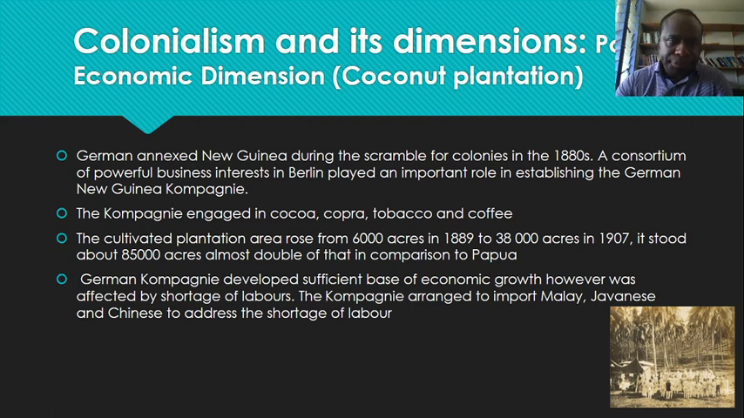So, the German company developed a sufficient base for economic growth, however, it was affected by a shortage of laborers. The company arranged to import Malay, Javanese, and Chinese to address the shortage of labor. So what I'm saying here is that there is an interest in the New Guinea region. There was a genuine German interest in developing the economic base of the Momase region and the islands, all in view of exporting raw materials back to Germany.